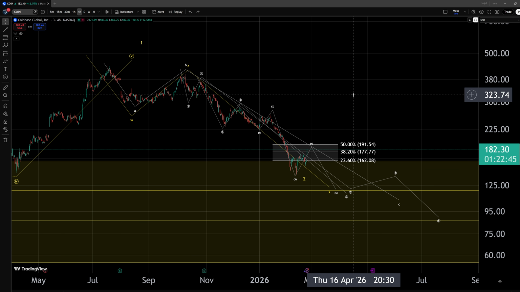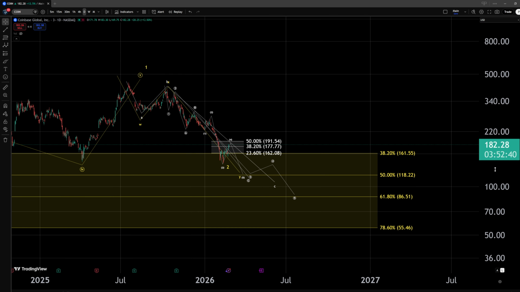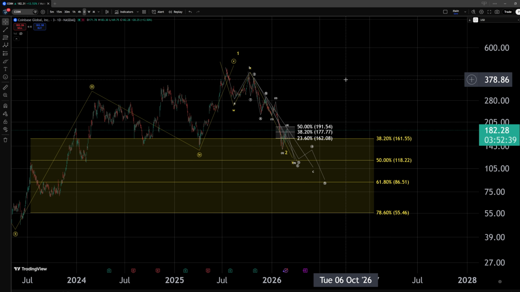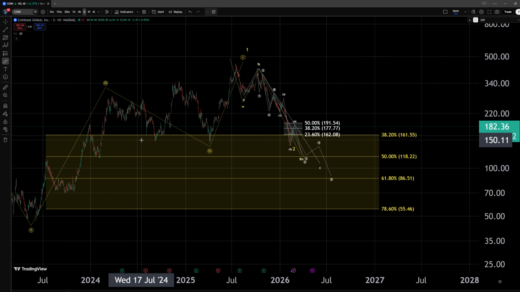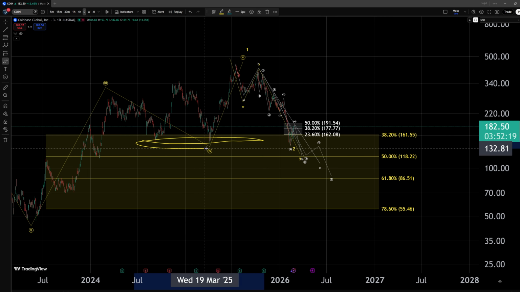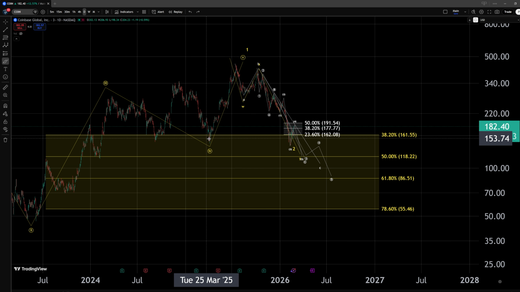this structure. Now, I want to take a moment to highlight this larger area of support in yellow, because this is actually a high quality structure in my opinion. This can be considered an accumulation area, and as we have pushed into these structural support levels, we have also pushed into this area of support, potentially completing our larger time frame correction.